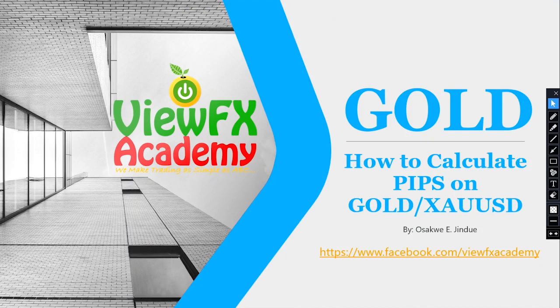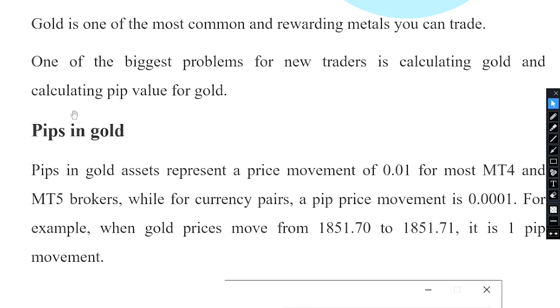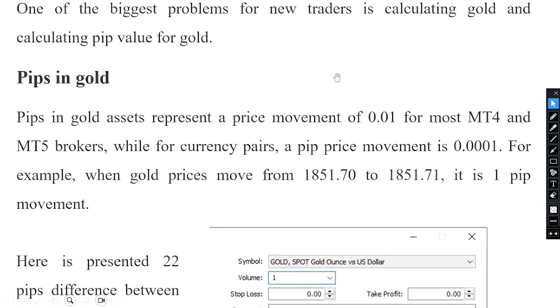So let's begin. Gold is one of the most common and rewarding metals you can trade and make lots of money. But one of the biggest problems for newbies is that they don't know how to calculate pips on gold. Pips in gold assets represent a movement of 0.01 for most MT4 and MT5 brokers, while for other currencies, especially non-JPY currencies such as Euro USD, a pip movement is 0.0001.